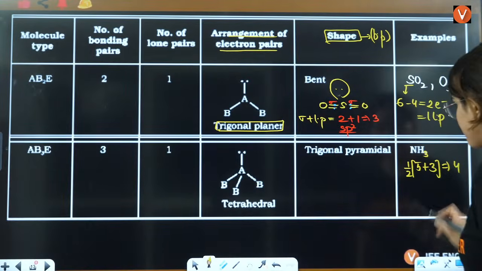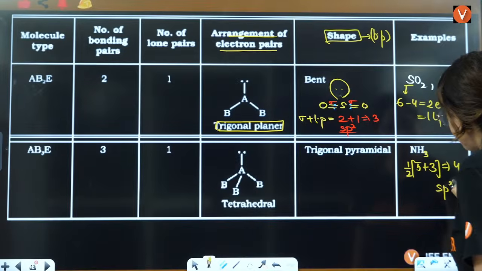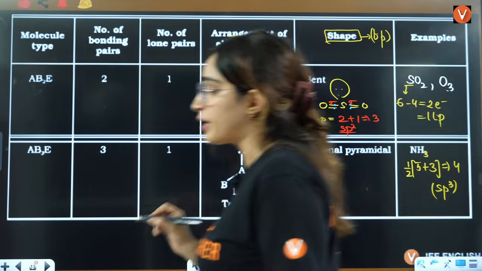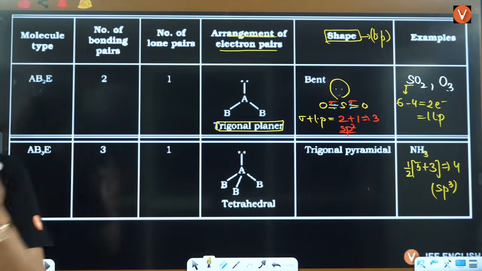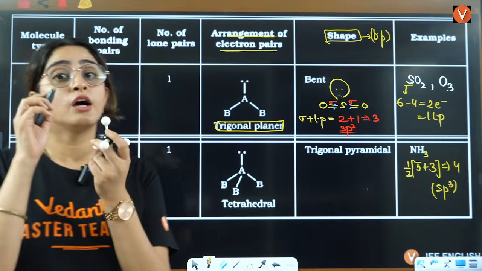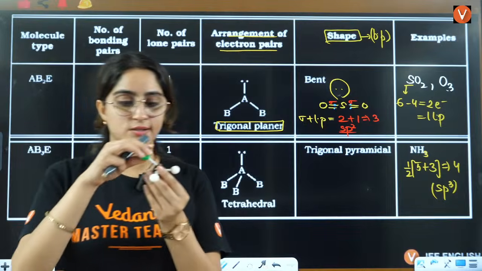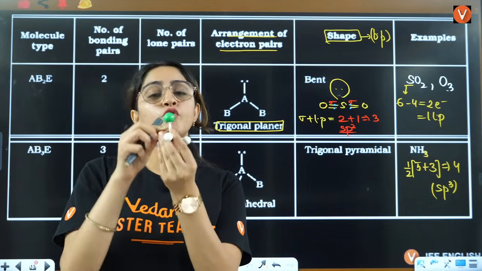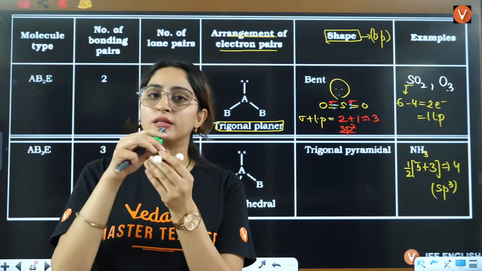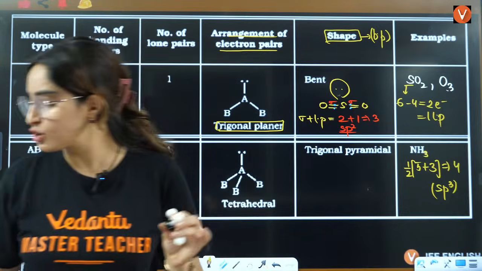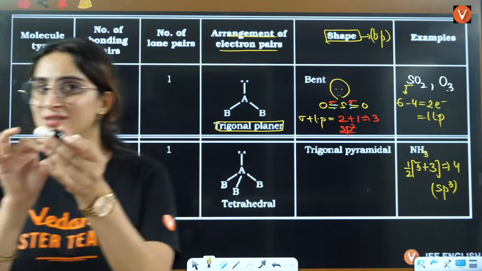This is 4. Right? 4 means sp3. That means it is going to show you tetrahedral geometry. But we also have a lone pair here. This is the lone pair what we have. So we have to neglect the lone pair in the shape. So I'll neglect this lone pair. Now if you see, this is not planar.